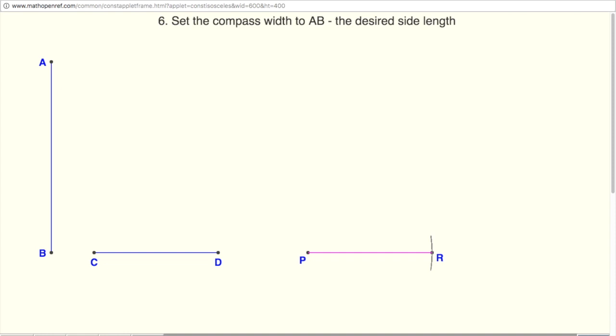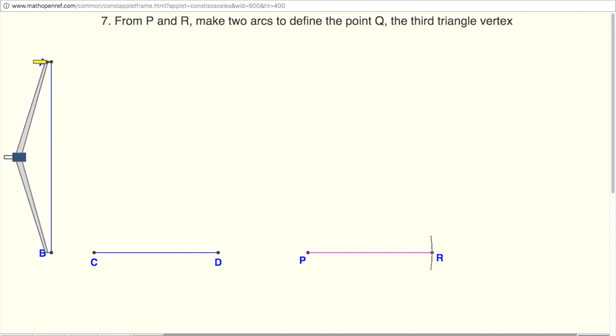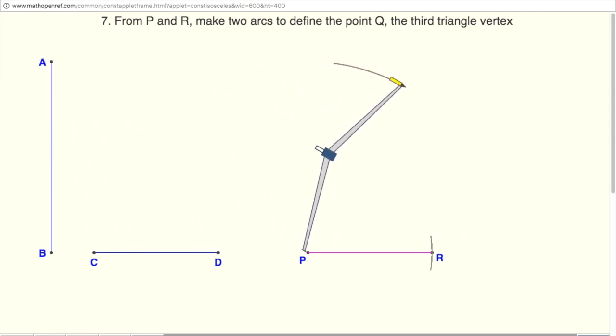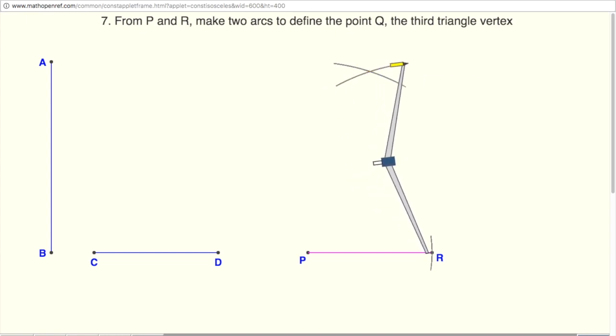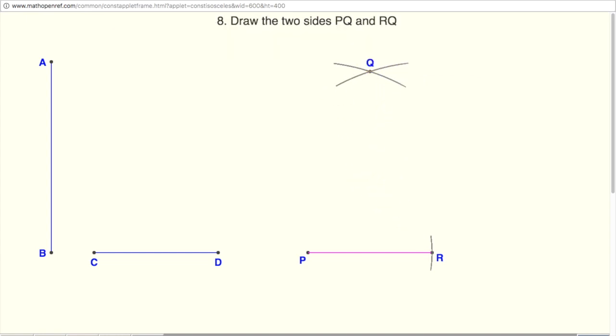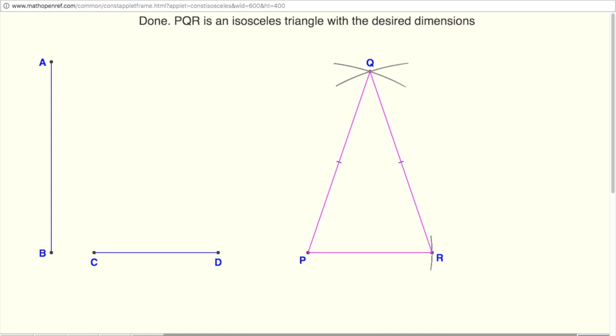Now set the compass width to AB, one of the sides of the isosceles triangle. From P to R, make two arcs to define point Q, which will be the third triangle vertex. So from both P and R, essentially copy the line segment and they should intersect at one spot, and then draw your two sides. And done. We have an isosceles triangle.